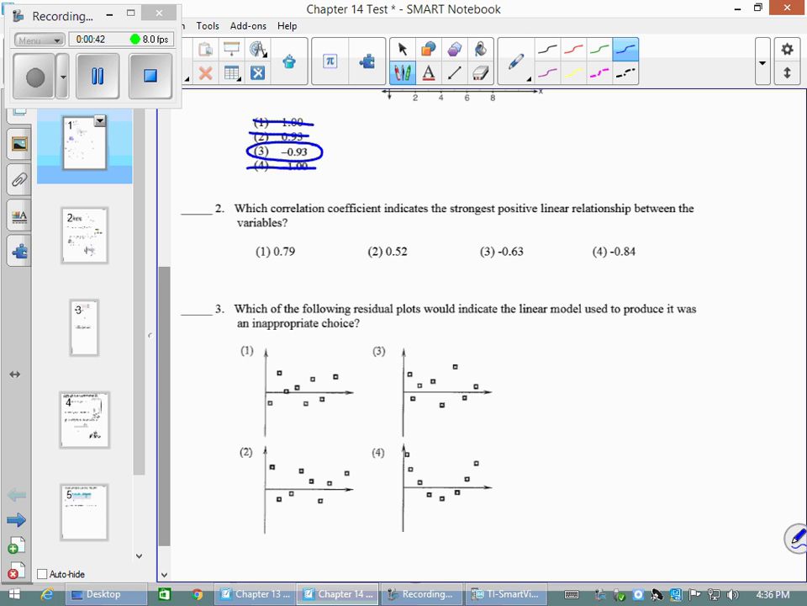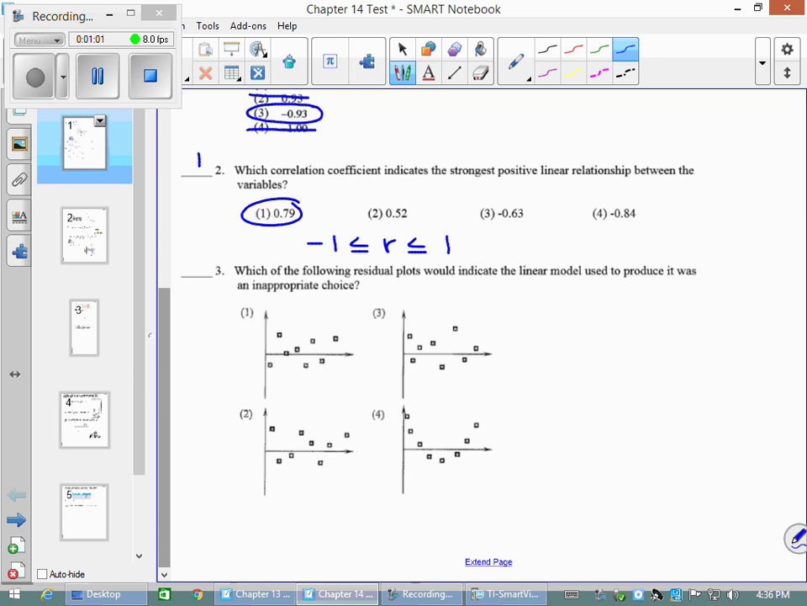Question 2, which correlation coefficient would indicate the strongest positive linear relationship between two variables? So the strongest would mean, again, R is always going to be a value between -1 and 1, so the strongest, or the one closest to +1 here, would be 0.79, choice 1.